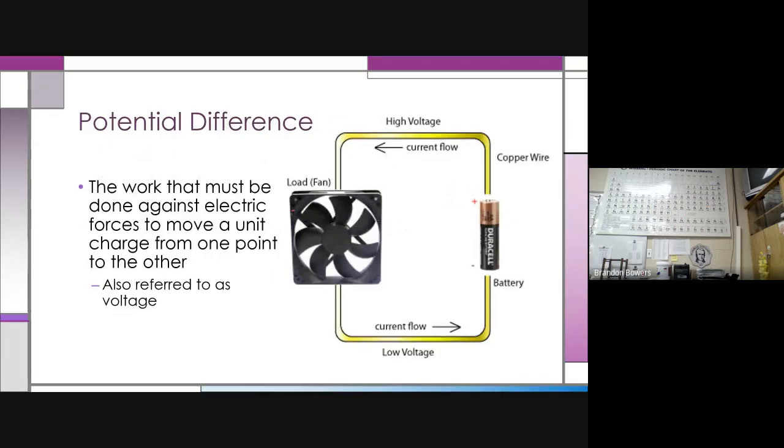Now, what is this potential difference? The potential difference we call volts. Okay? So how much that electrons like to repel each other, we like to call voltage. Okay? And you've probably heard that term before, right? That's voltage. Okay?